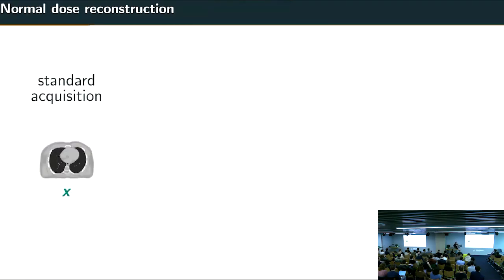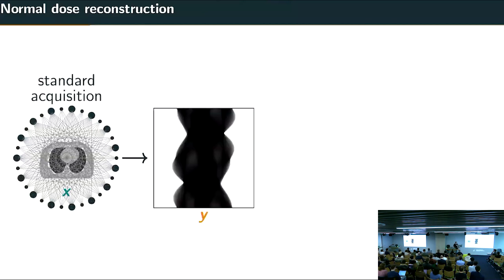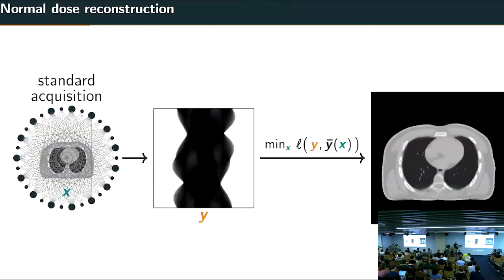So now, say, for example, we do a standard acquisition. We've got the patient here, the ground truth X, and we have a source that rotates around the patient. So this is for CBCT. We obtain a sinogram Y, and we retrieve the original image. We do a reconstruction and estimate it by solving this optimization problem.